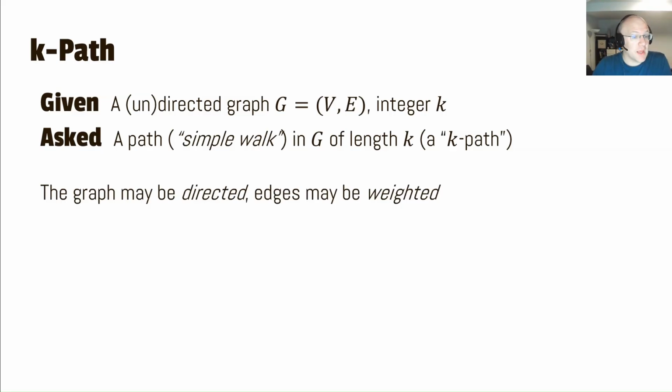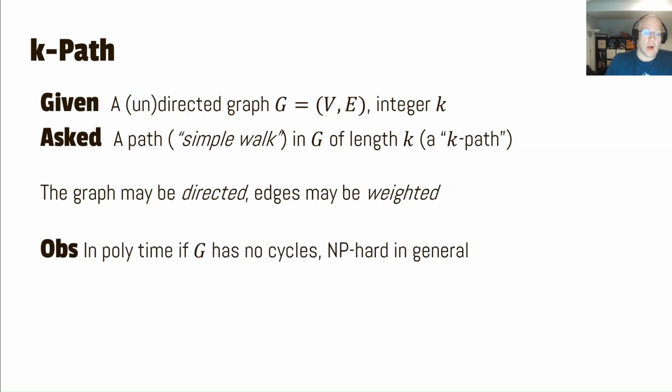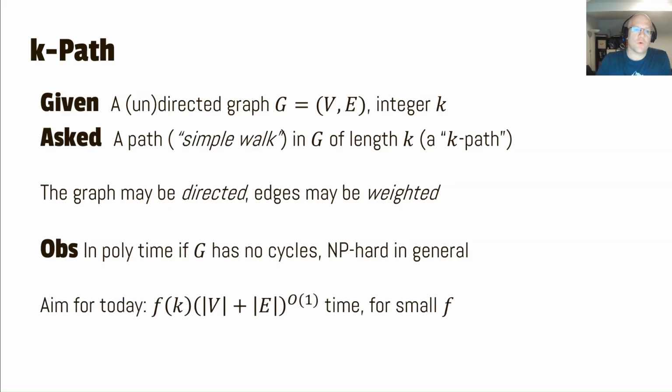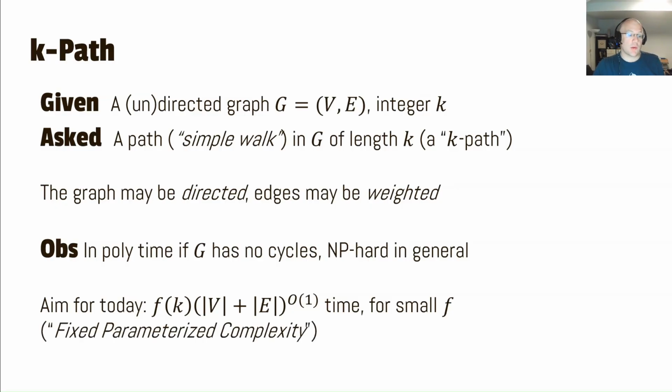For example, the graph may or may not be directed, and there may or may not be edge weights. However, all these variants can be solved in polynomial time if the graph G does not have cycles, and they are also NP-hard if such a guarantee is not given. We assume that k is small, and therefore we aim for algorithms with running time f of k times something polynomial in the graph size, where the function f should be small. That is, we're going to study the fixed parameterized complexity of the problem.